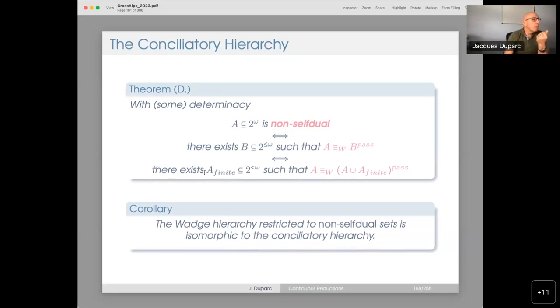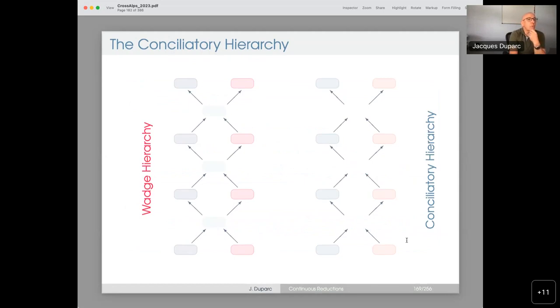We can do even better. So we can say this is equivalent to saying there exists a set A finite of finite sequences now, such that A is equivalent to what? To A, plus I add to A this set of finite sequences, and I cram in passes after every sequence that belongs to this set. Okay, so this tells you that the Wadge hierarchy restricted to non-self-dual sets is in fact isomorphic to the conciliatory hierarchy. So it's what we wanted. The two hierarchies are exactly the same.